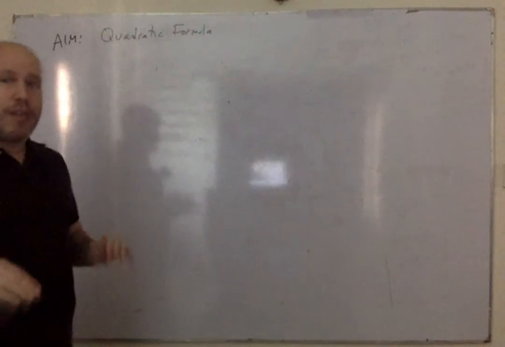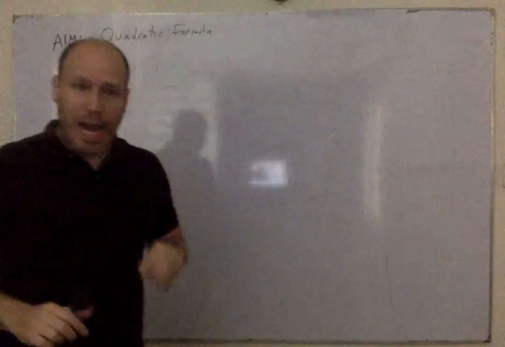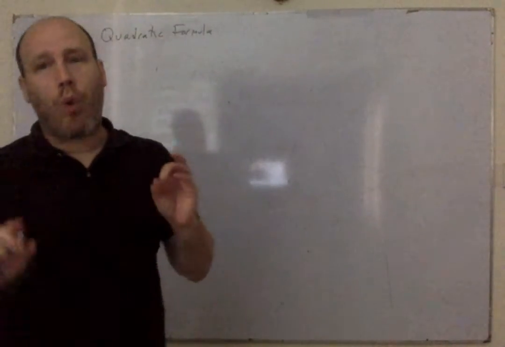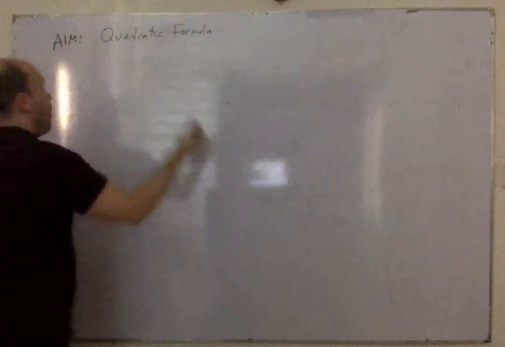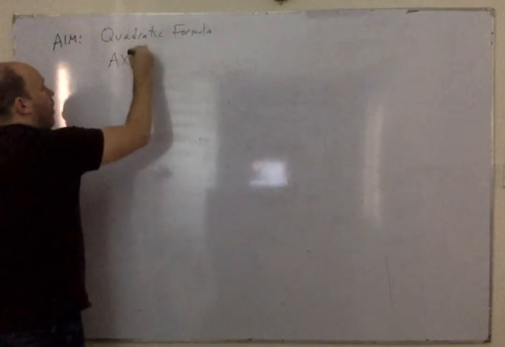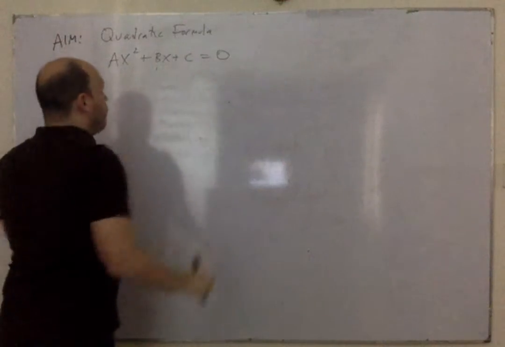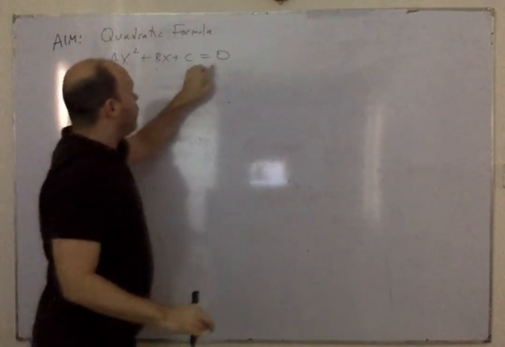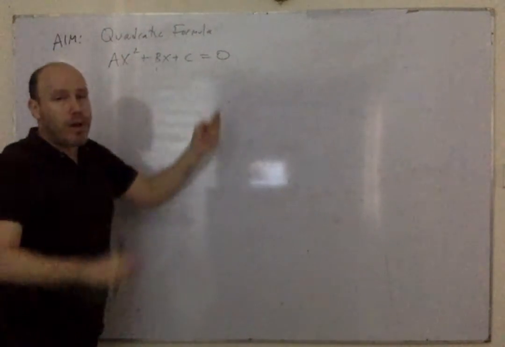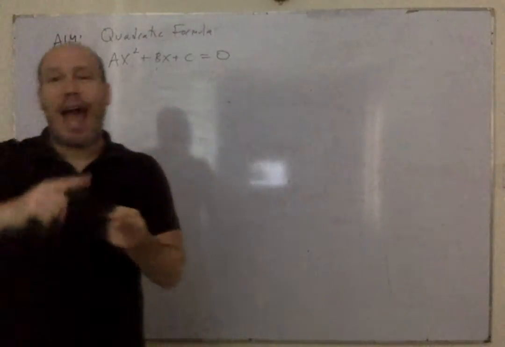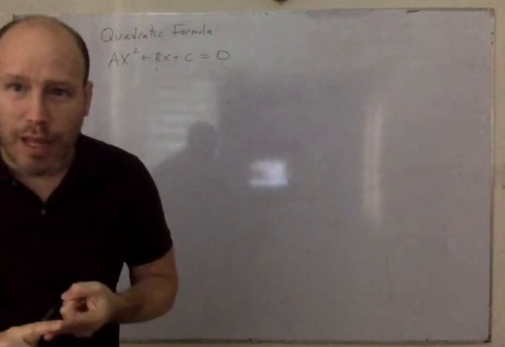The quadratic formula is very straightforward. Now, we know the idea is how do we solve quadratics? You're given this equation, ax squared plus bx plus c equals 0. This is how we solve quadratic equations, and how we find the x-intercepts of parabolas.